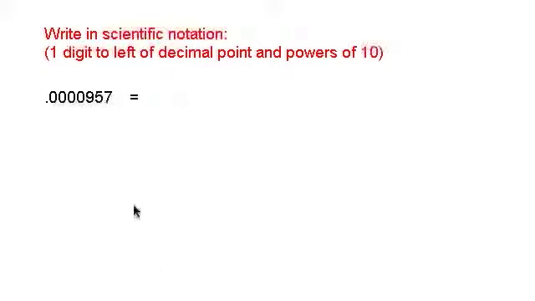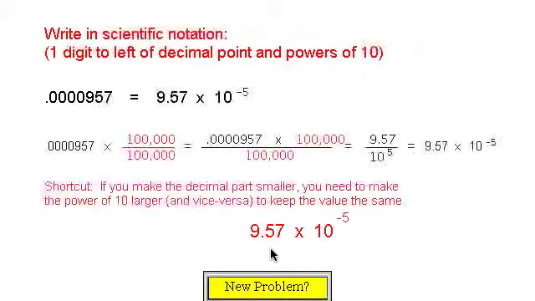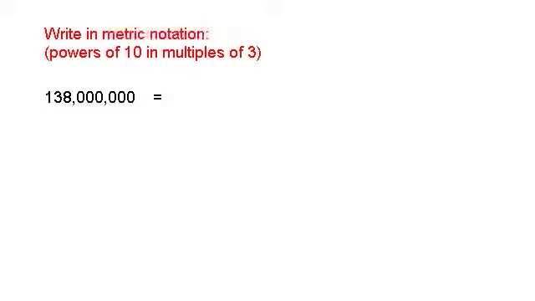To write this in scientific notation, we want this to be 9.57 in the decimal part, 1 digit to the left of the decimal point. And to do that, we're going 1, 2, 3, 4, 5. So we've increased the mantissa's value by 5 tens. So we have to compensate by dividing by 10 5 times, which is 10 to the minus 5th. So to convert this to metric notation, we can move 3 or 6 places. So the decimal point becomes 138.